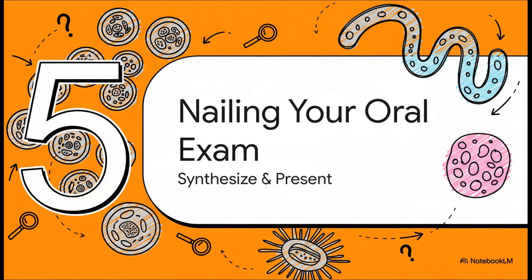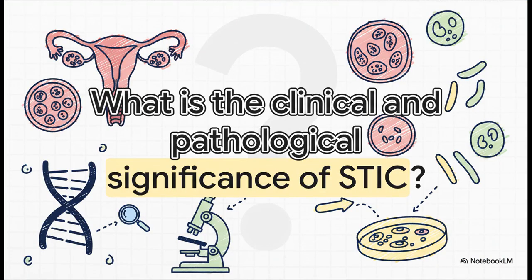All right, let's bring it all home. How do you take all this information and present it in a clear, concise, and impressive way when the pressure's on? You are very likely to get a question like this. A great answer doesn't just define it. You have to explain its significance. You say, STIC has completely revolutionized our understanding. It's the precursor for most high-grade serous carcinomas, and this discovery is changing how we manage high-risk patients, often leading to preventive fallopian tube removal. That connects the pathology right back to patient care.